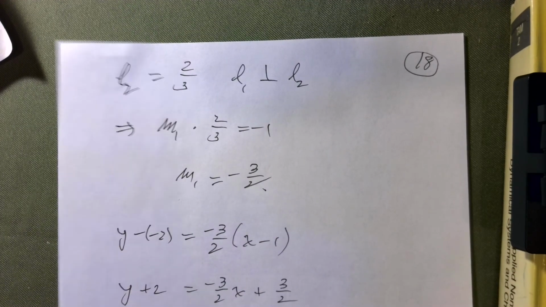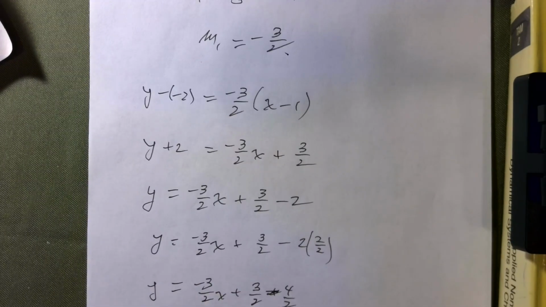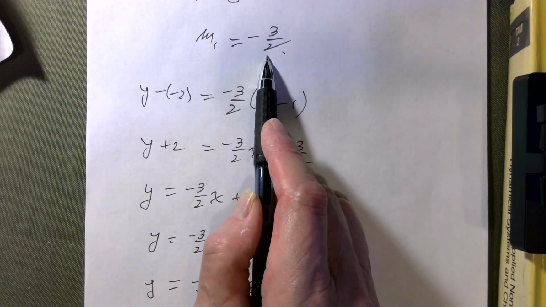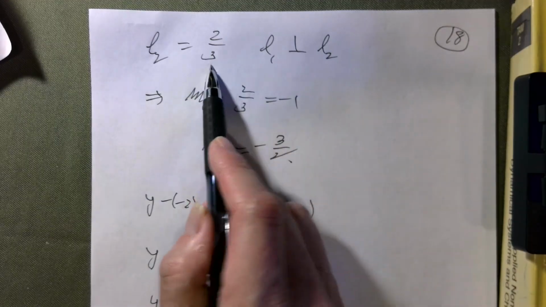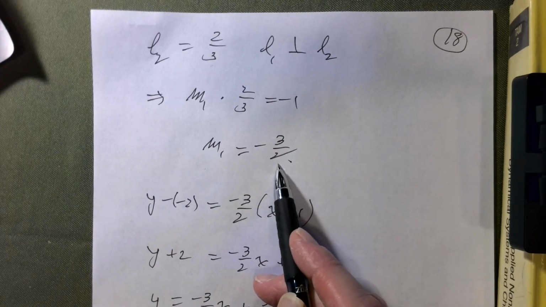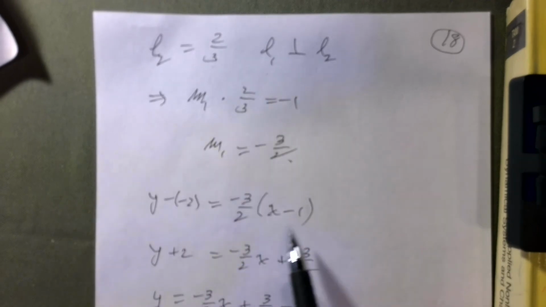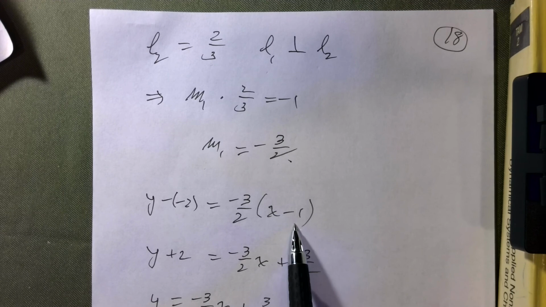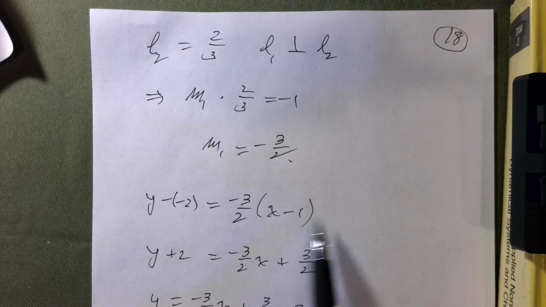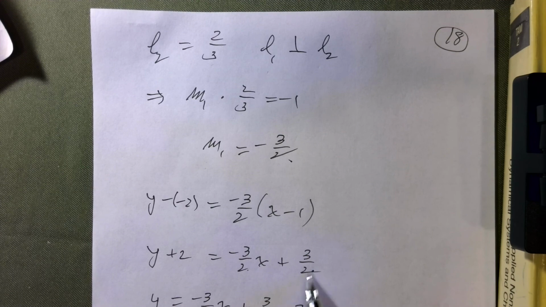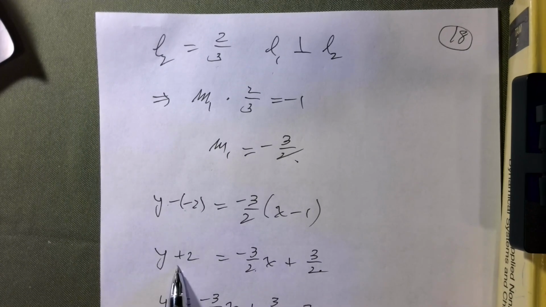We do the same thing. We take this information and put it into our point-slope form. So we're not putting in the 2/3, we're putting in the minus 3/2, because we want this line to be perpendicular to this line. We put in the minus 3/2 and the coordinates of the point, and we're going to distribute. So the minus 3/2 times x gives me a minus 3/2 x. Negative times negative is positive. Minus a minus is positive.